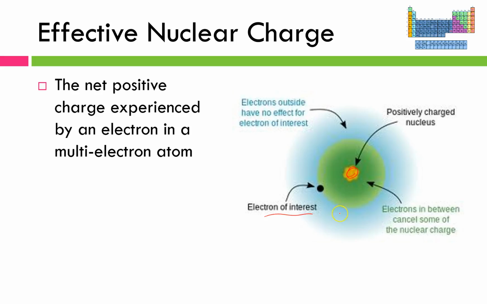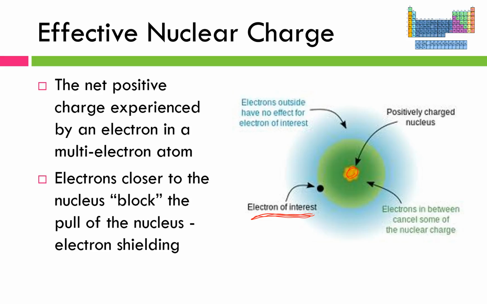And because the nucleus is attracting them, it's not able to attract our electron of interest quite as strongly. This is why when you add extra levels onto your atom, so as you go down the group and the electrons get farther and farther away, the nucleus just can't pull them quite as tightly as they can in smaller atoms. So the electrons that are closer to the nucleus tend to block the pull of the nucleus. They're kind of, I guess, hogging all that pull, you can think about it, and the ones that are farther away are effectively shielded from experiencing the full strength of the nucleus.